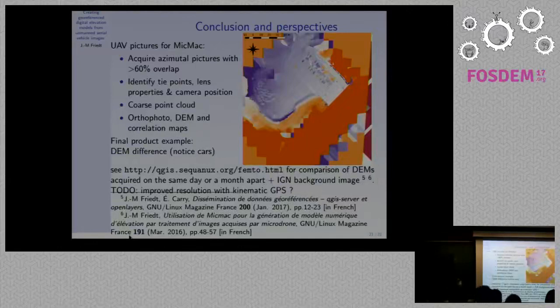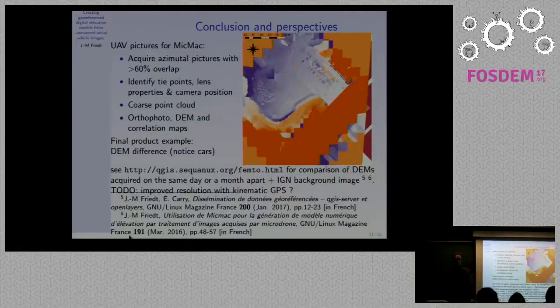So as a conclusion to this presentation, I wanted to show you that using aerial images with at least 60% overlap, azimuthal pictures, you can create digital elevation models by first identifying tie points and lens properties, which are automatically generated from the images. Even if you have a toy camera, you will be able to generate more or less good quality lens models. And you need to get the camera position if you want to have a georeferenced model. If you just want to have a qualitative model without georeferencing, you don't even need the GPS. It will handle by itself the relative positions of the cameras.